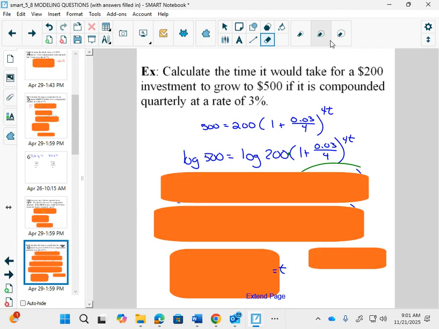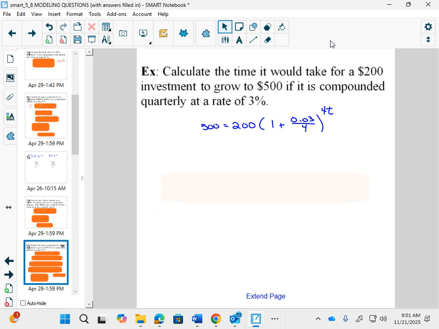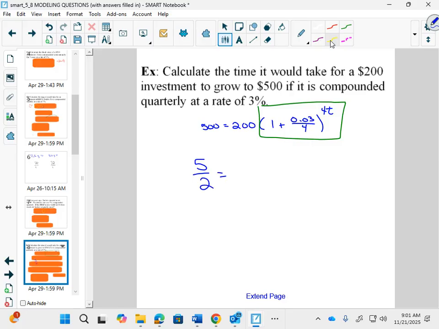So I'm going to erase all of this. Your life is going to be easier if you can get the power by itself. So in this situation, I would divide both sides by 200. It's not wrong if you took the log of both sides, but you would have to use your product law before you could bring your exponent out in front. If we divide to get the power by itself, then we can take the log of both sides.